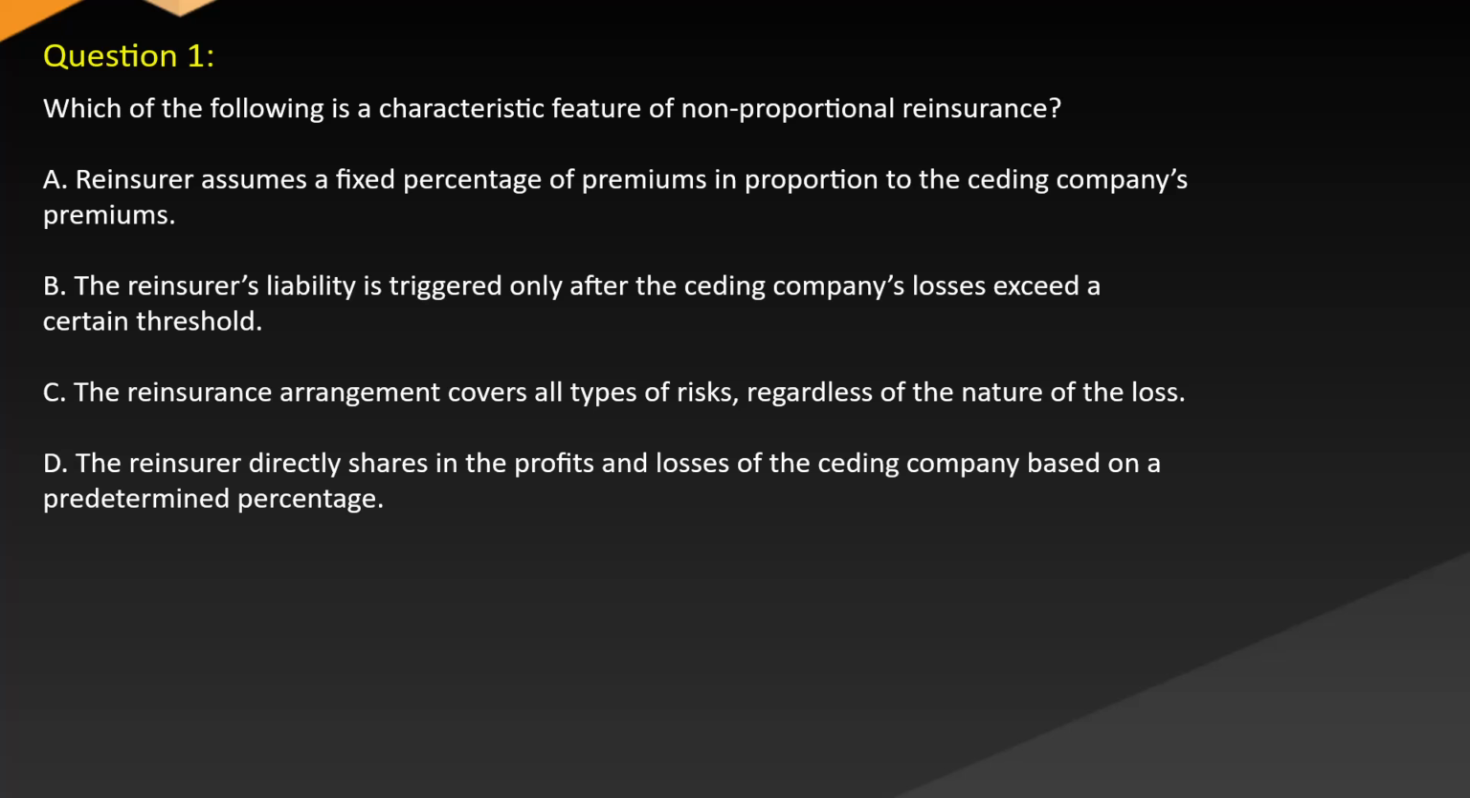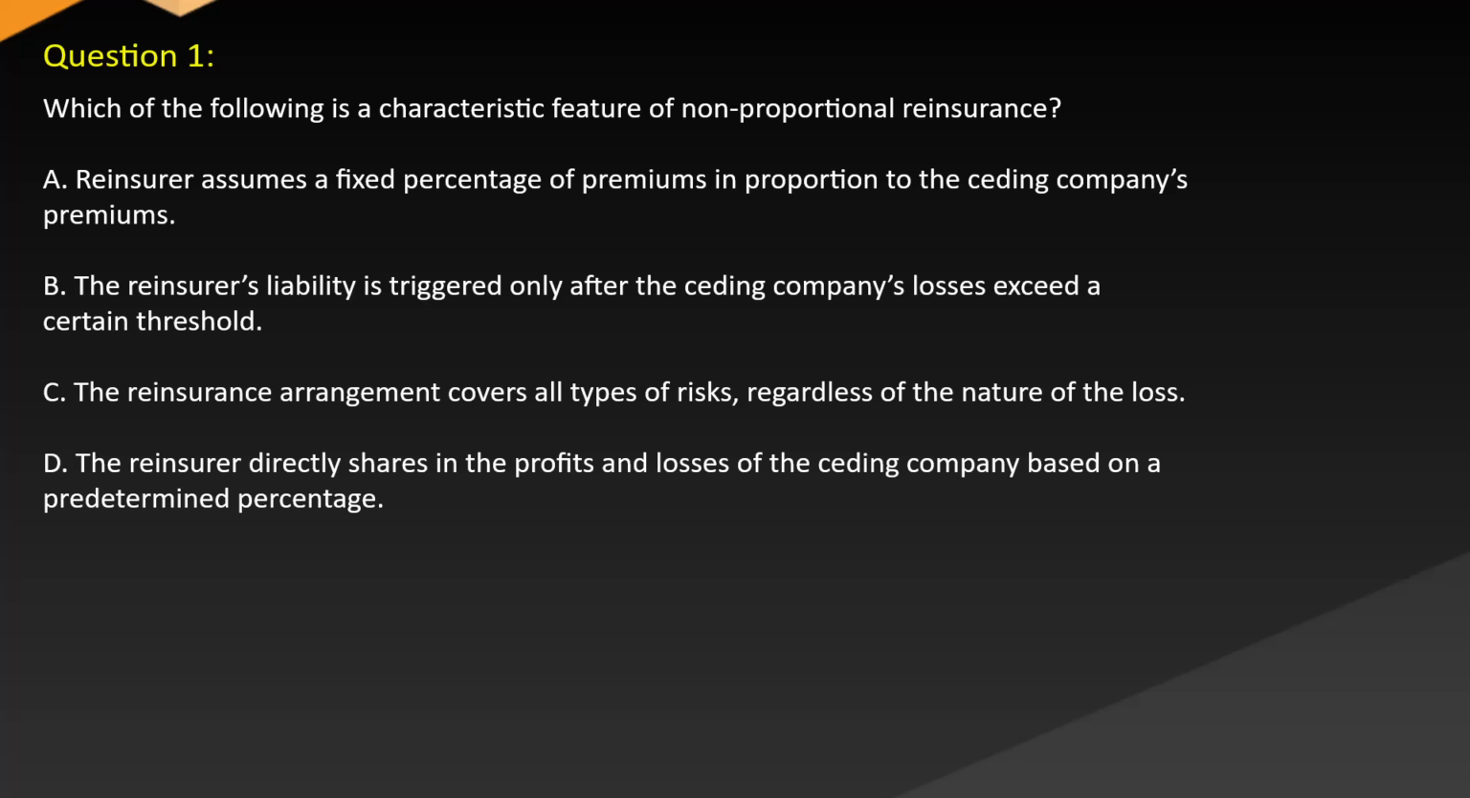Question 1. Which of the following is a characteristic feature of non-proportional reinsurance? A. Reinsurer assumes a fixed percentage of premiums in proportion to the ceding company's premiums. B. The reinsurer's liability is triggered only after the ceding company's losses exceed certain threshold.